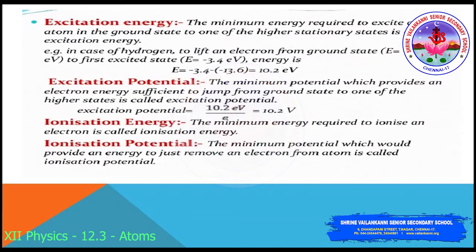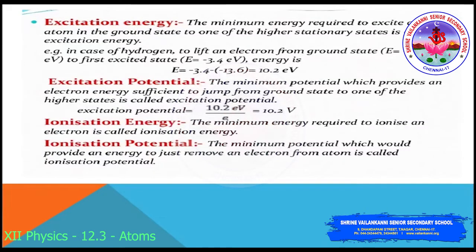The excitation energy of an atom is defined as the energy required by its electron to jump from the ground state to any other excited state. So we can say E2 minus E1, which is equal to minus 3.4 minus of minus 13.6, and then we will get 10.2 electron volt as the value for the first excitation energy, right? So what is excitation potential?